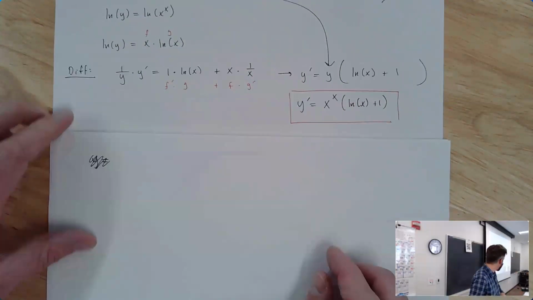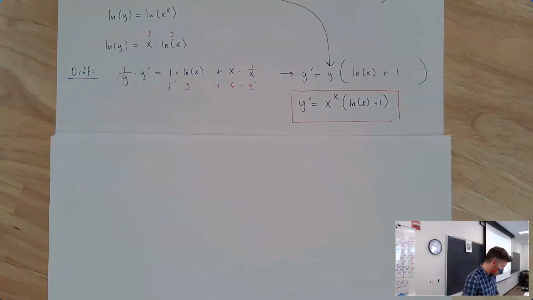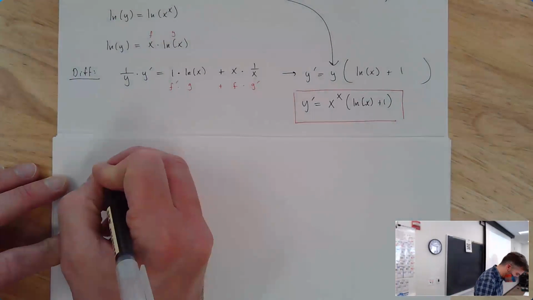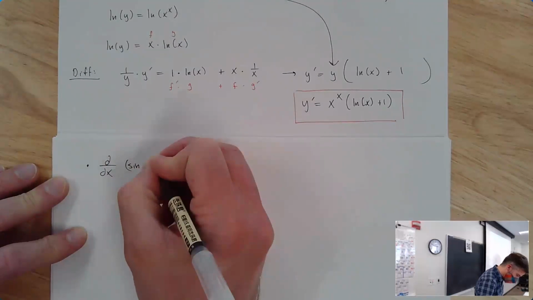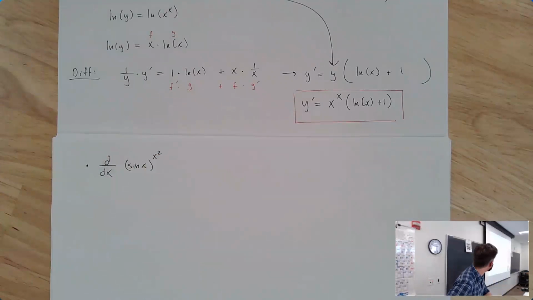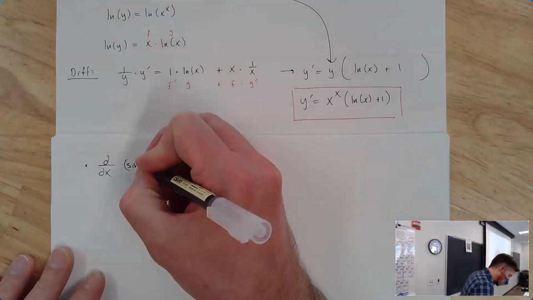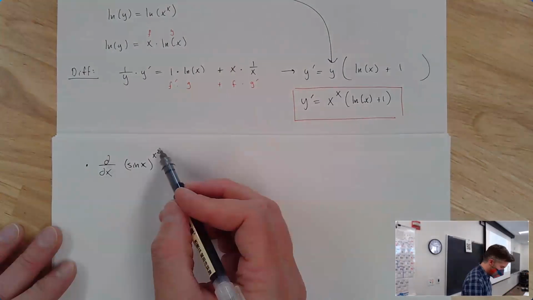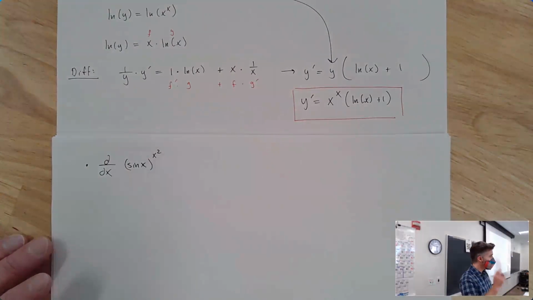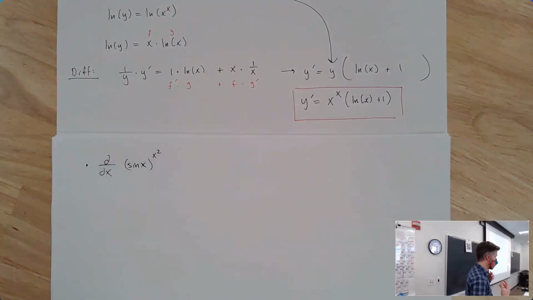No, I was going to try and make this one a little trickier. So let's say we want to take the derivative of sine of x to the x squared power. And we notice right off the bat that we have a variable in the thing that's being raised to a power, let's just say base, and a variable in the exponent. We know we need to do this natural log thing, but we're missing something.